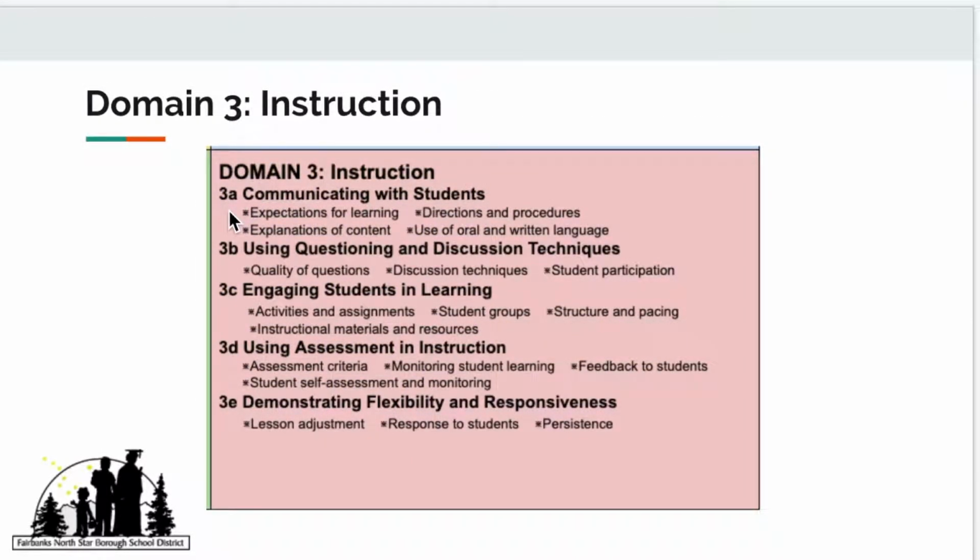The components of Domain 3 are what constitutes the core of teaching, the engagement of students in learning. These include 3A, communicating with students, 3B, using questioning and discussion techniques, 3C, engaging students in learning, 3D, using assessment in instruction, and 3E, demonstrating flexibility and responsiveness. Domain 3 is the heart of the framework for teaching. It describes all the necessary components of a comprehensive learning environment.